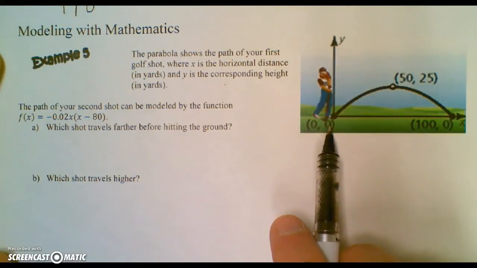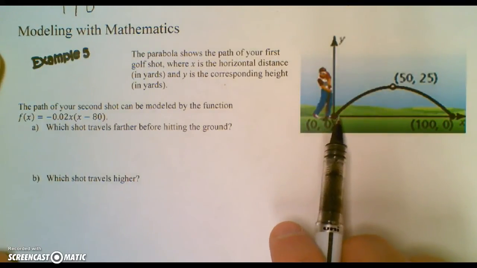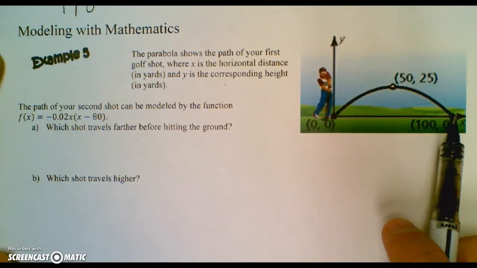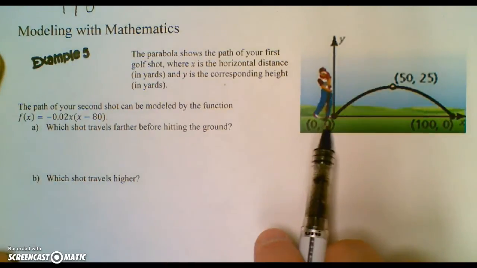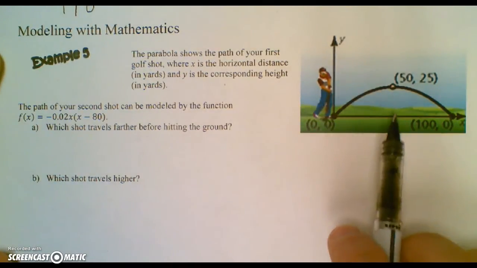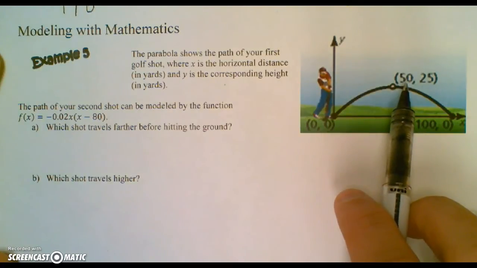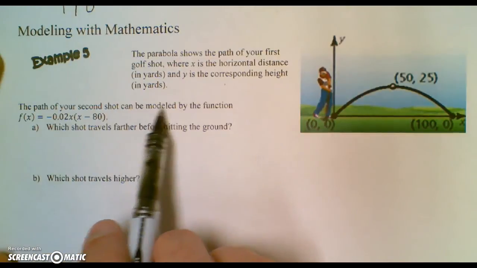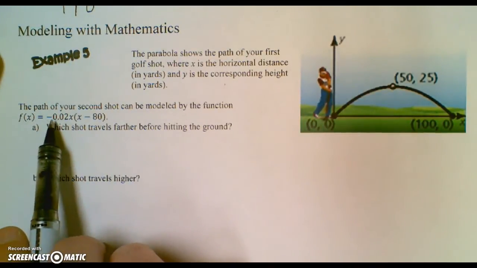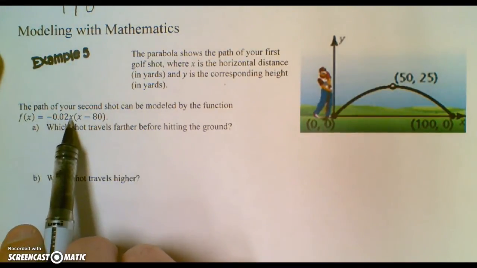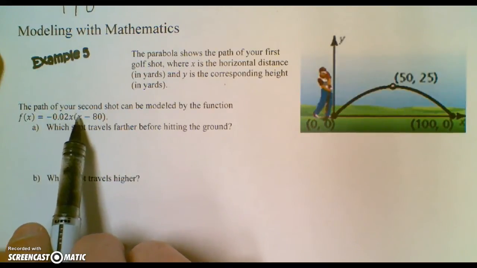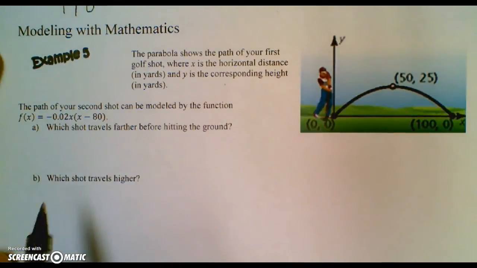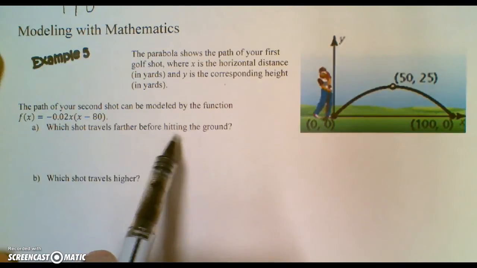You start at 0, 0. You hit the golf ball, and it goes a distance of 100 yards. The highest point it reaches is at 25 yards, and that's at the vertex when it's 50 yards into the shot. The path of your second shot can be modeled by the function f of x equals negative 0.02 x times the quantity x minus 80. So which shot travels farther before hitting the ground?